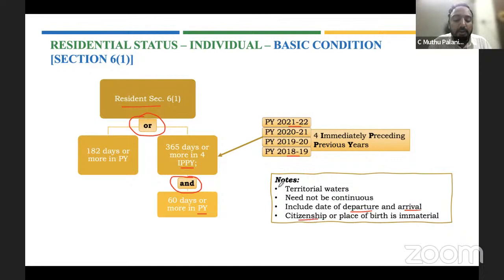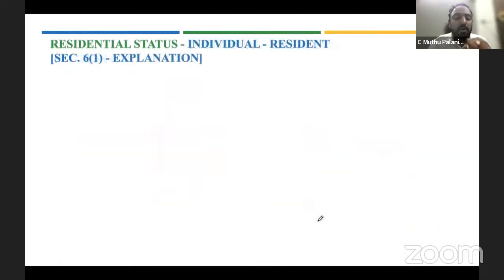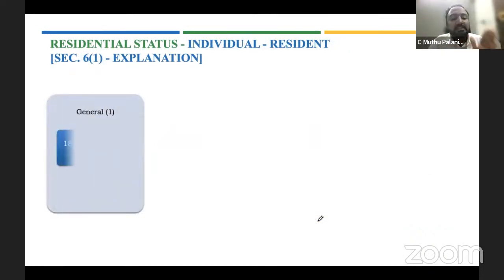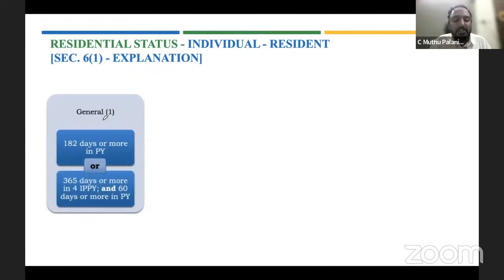Citizenship is immaterial. You're not going to be tested on these things in the examination, but in the examination you have to be careful. You have to include both the date of departure and the date of arrival. Similarly, citizenship doesn't matter when it comes to residential status. Residential status depends on the number of days stayed. It doesn't matter whether you're a citizen of India or not, or whether you're born in India or not. Now, when you talk about these basic conditions, we should also understand that there are exceptions. We said there are two basic conditions, but there are some exceptions. Whatever we saw is called the general condition.